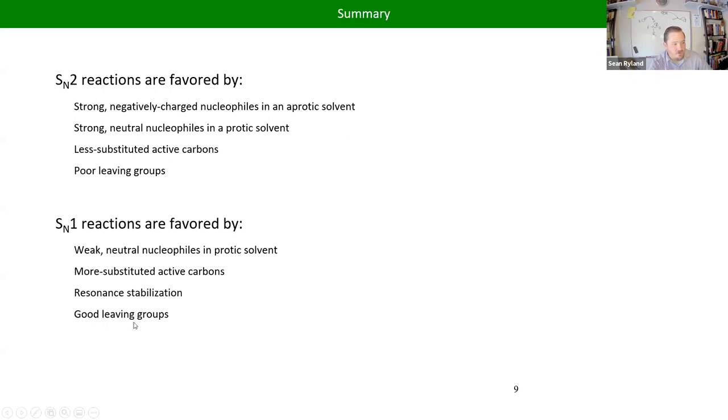And then if you have good leaving groups, if your leaving groups can leave really easily, that's going to favor SN1, because they don't need a nucleophile to come in and push them out. They're good at leaving.